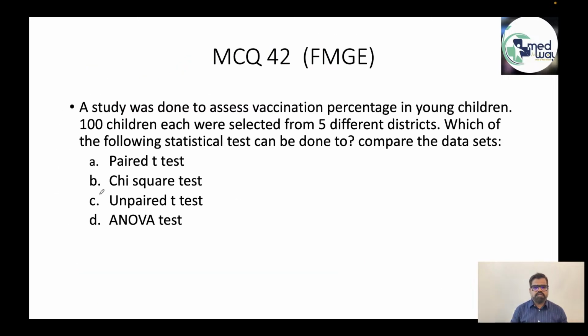Okay. Now, a study was done, the next question, to assess the vaccination percentage. So vaccination was given in percentage in young children. 100 children each were selected from 5 different districts. Which of the following statistical tests can be done to compare the data set? Obviously, it will be chi-square test because the values are given in percentage. It is qualitative data, so you can use chi-square test.